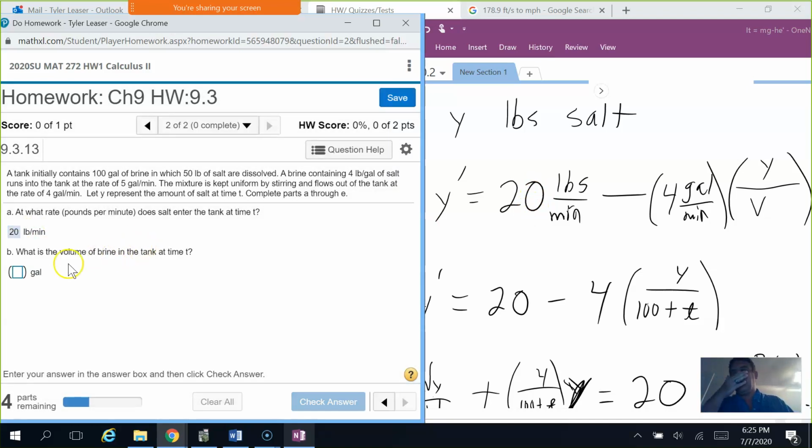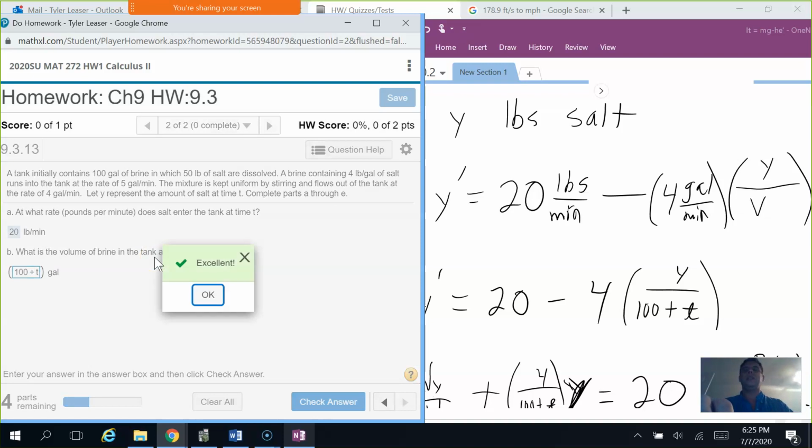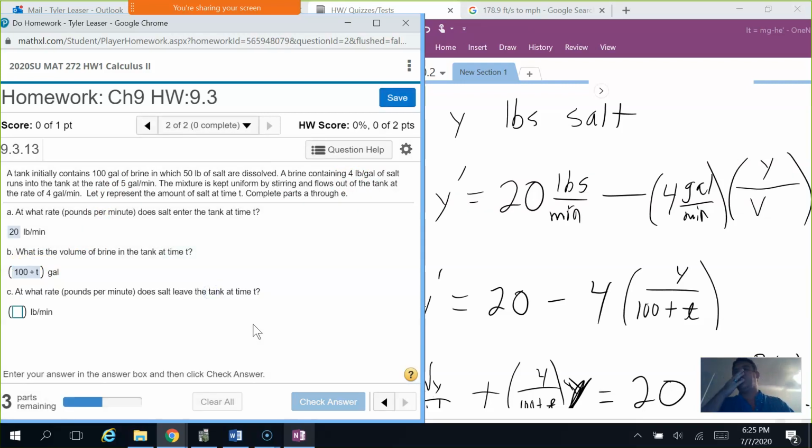Okay, cool. B, what is the volume of brine in the tank at time t? So that's that volume formula that we found. That's the 100 plus t. Again, we got that because initially there were 100 gallons of liquid, of brine, and we have 5 coming in and 4 going out. So overall, a difference of 1 per minute. So that's why we have a 1t.